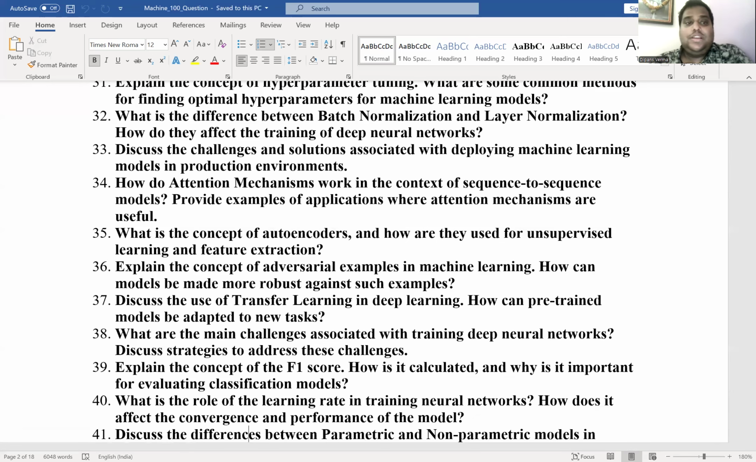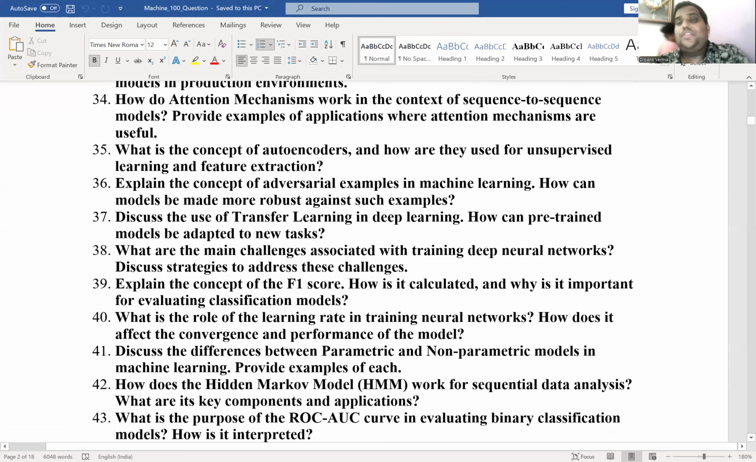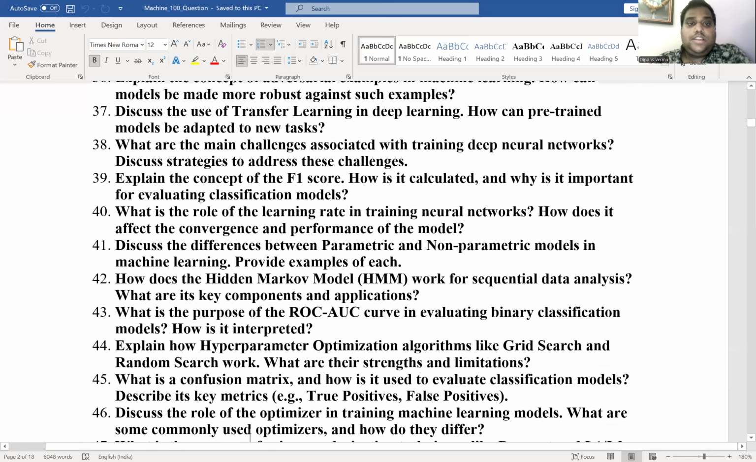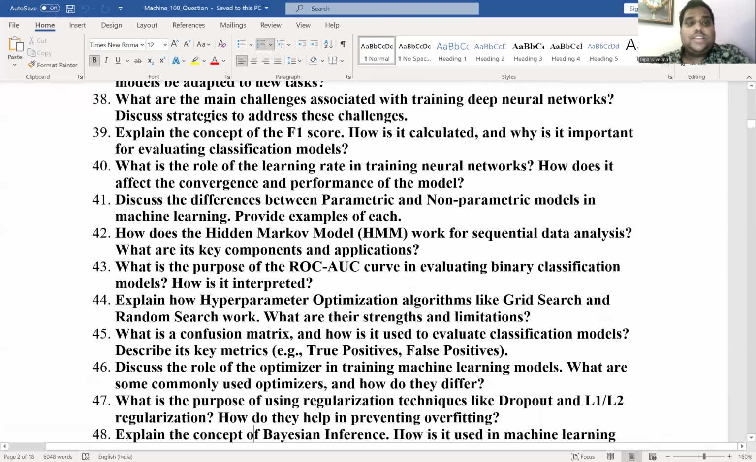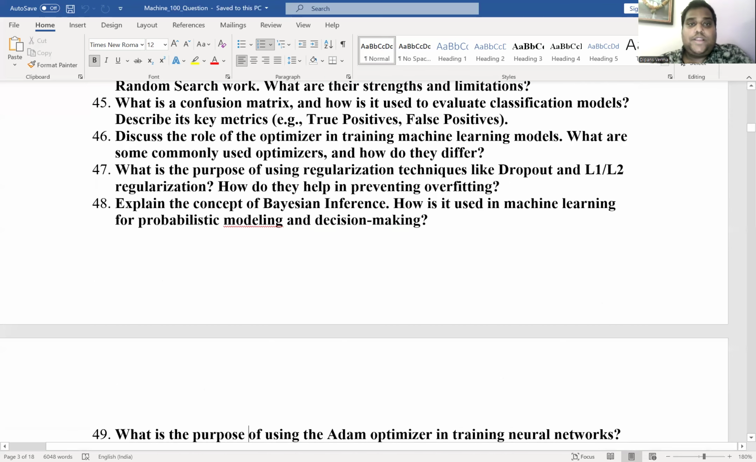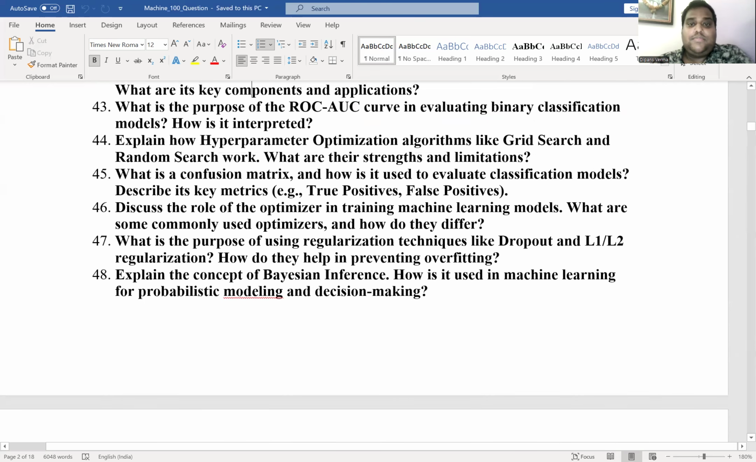What is the concept of autoencoders and how are they used for unsupervised learning and feature extraction? We will discuss the use of transfer learning in deep learning. How can a pre-trained model be adapted to new tasks? Right? Okay. Explain the concept of F1 score, how is it calculated, and how is it related to true positive, false positive, and classification models? Describe its key metrics.